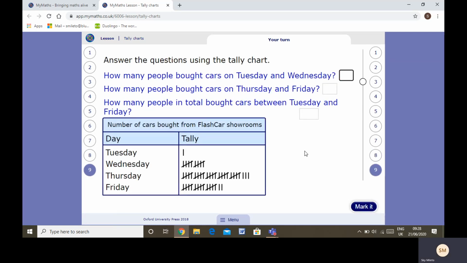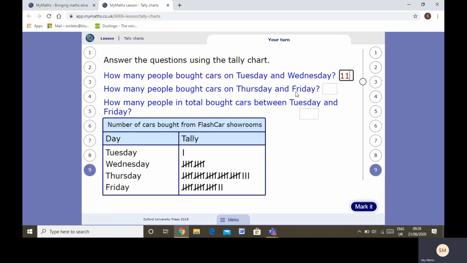Finally, it's your go, okay? I want you to pause the screen and have a go at these questions. I will answer them now. How many people bought cars on Tuesday and Wednesday? I can see that's 11. I've added Tuesday and Wednesday together.